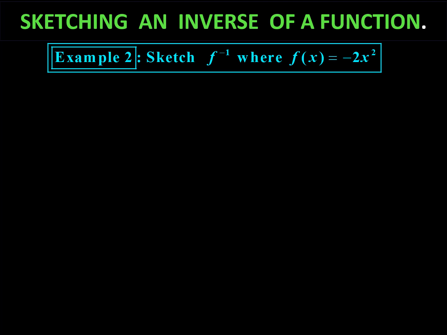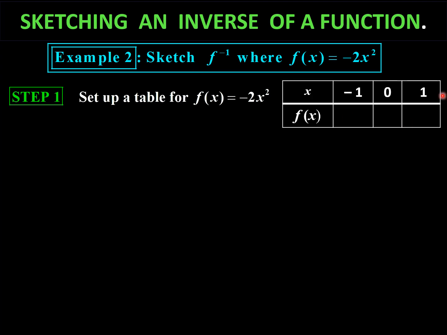Let us look at one more example, how to sketch the inverse of a function. In this case, let's take the function with the rule f(x) equal to -2x squared. Okay, so we need to set up a table, and as before, I suggest using 0, 1 and -1. This can always be very helpful to sketch any type of function, especially these ones relating to inverses. Then you compute the corresponding output values.